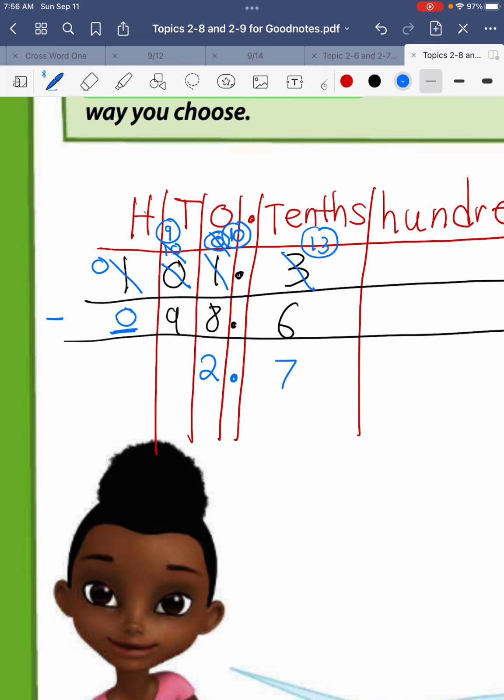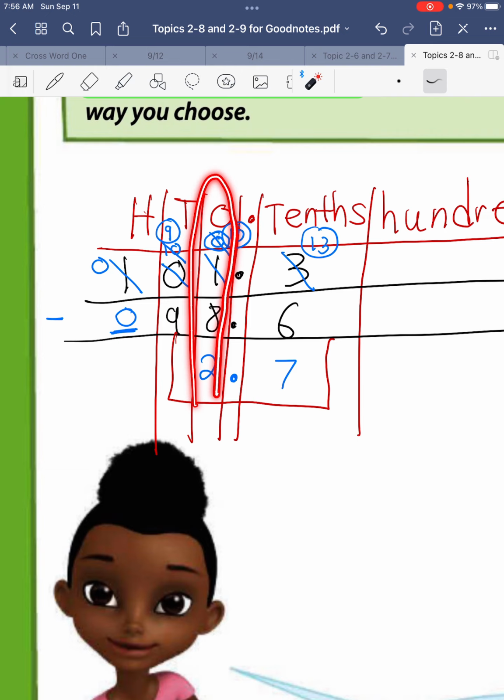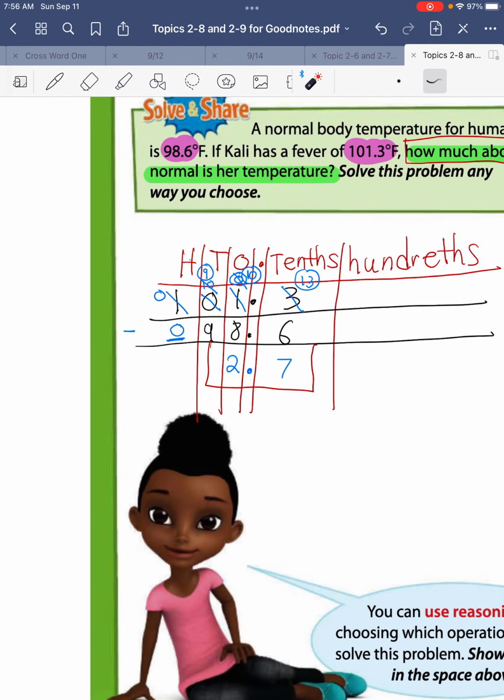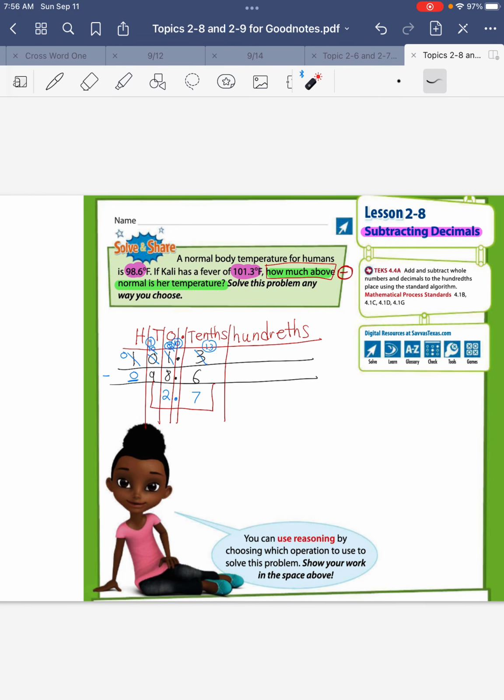So that means my answer is 2.7. And because we made this PVC chart, my numbers are aligned, my decimal is aligned, and I know the 2 is in the ones place, and I know the 7 is in the tenths place. Okay, so that's how we subtract decimals.